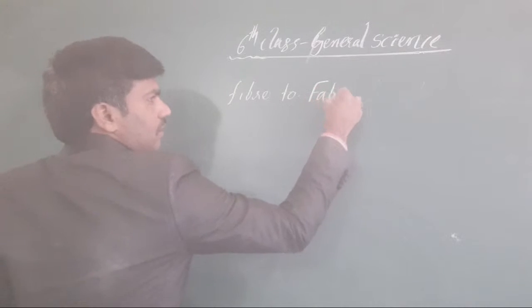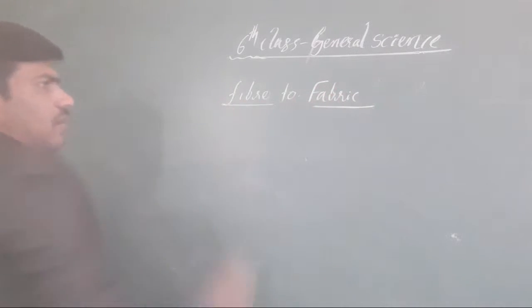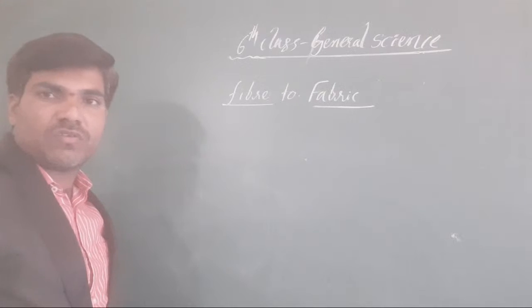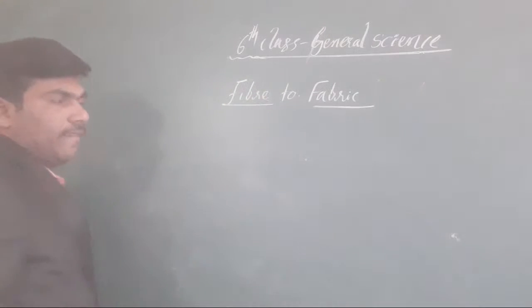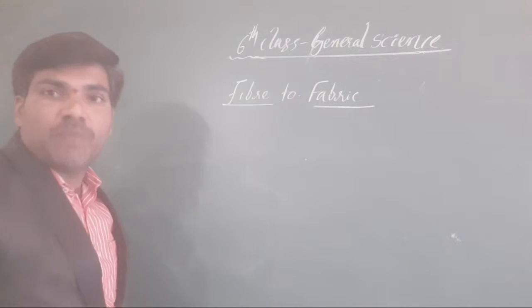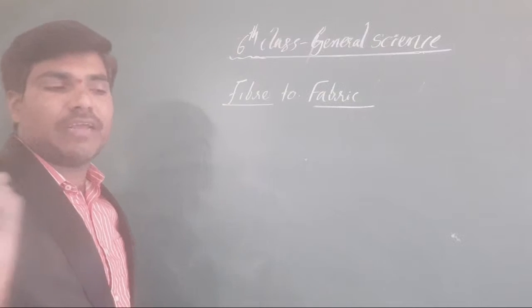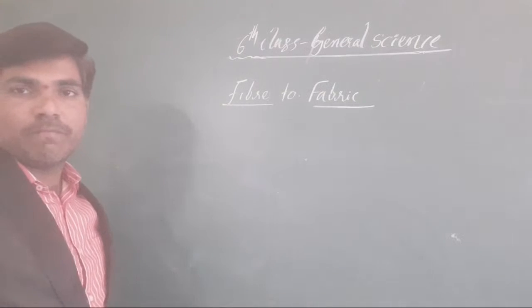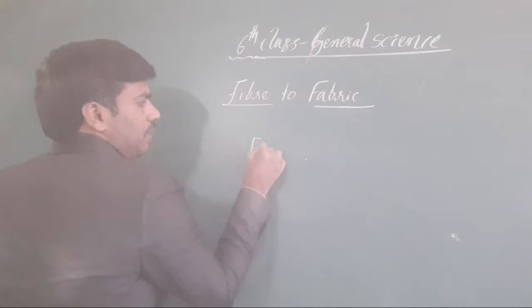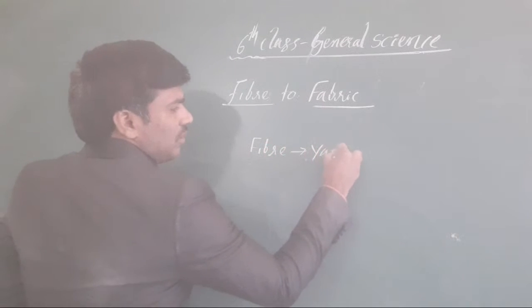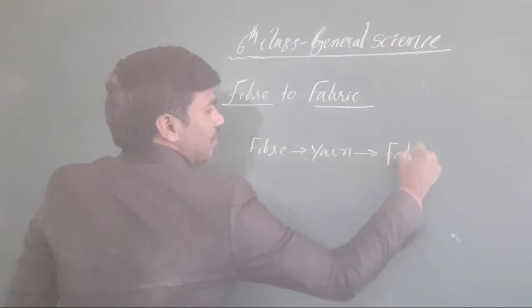In this lesson, you already know very well what a fabric is and what a fiber is. Clear or not, all the students? Which one is called the fabric? Which one is called the fiber? Fiber is the smallest unit in the fabric. The smallest particle in the fabric is called a fiber. Yesterday we already discussed what a fiber is. The fiber is converted into yarn, and yarn is converted into fabric. How will it be?